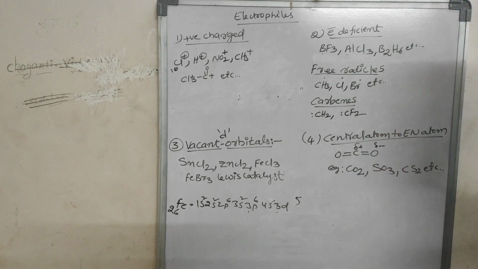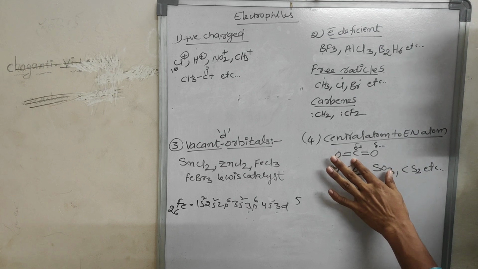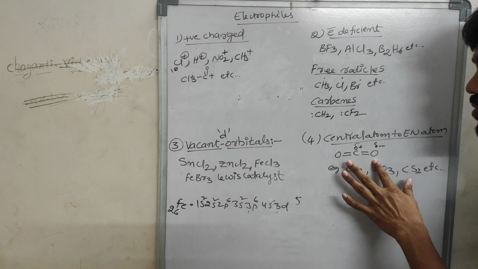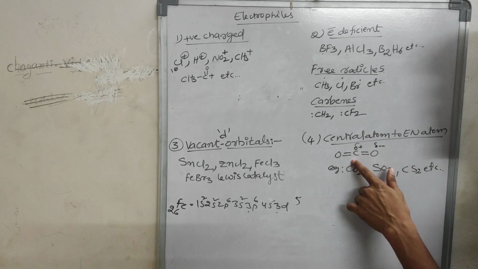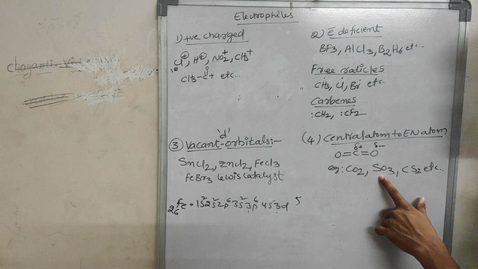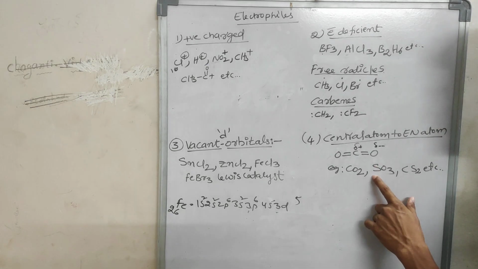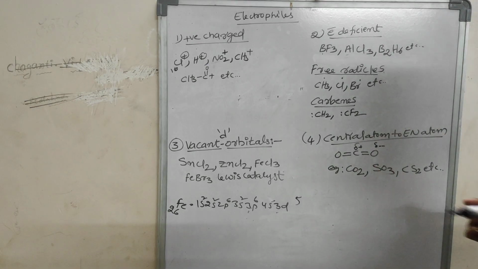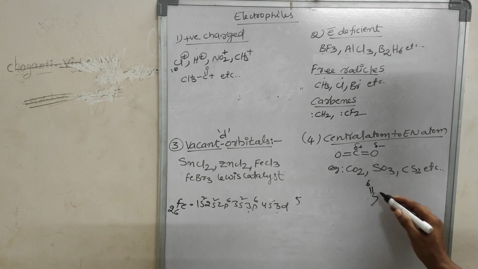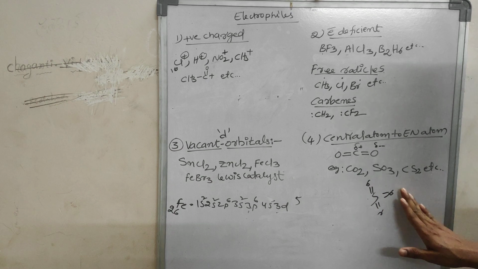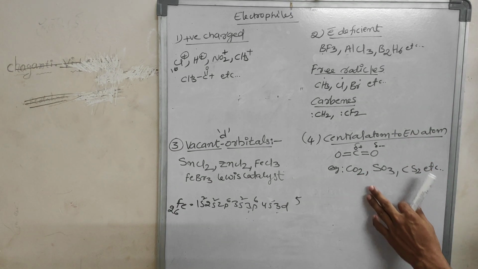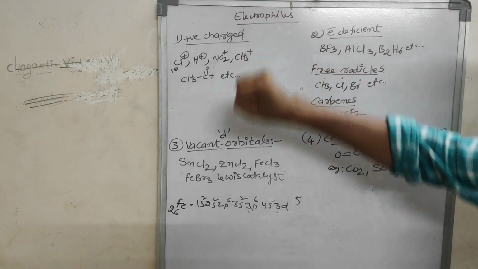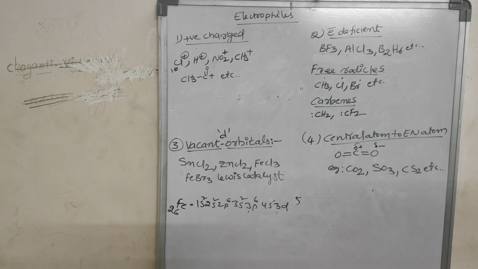Coming to the central atom attached to an electronegative atom. Carbon is the central atom, oxygen is an electronegative atom. So they will get partially positive or negative charges. The central atom will become electron deficient. CO2, SO3: oxygen is electronegative, S is this one. So SO3, how can you write this one? You can write like this. You are getting my point. Okay, the SO3 compound, central atom electron deficient. These are all electrophiles, types of electrophiles.